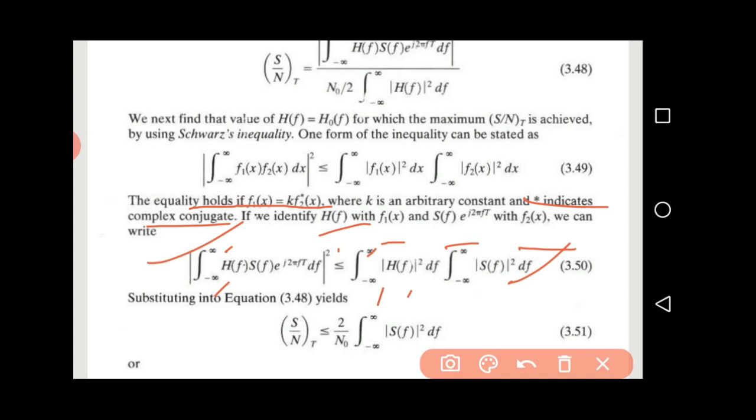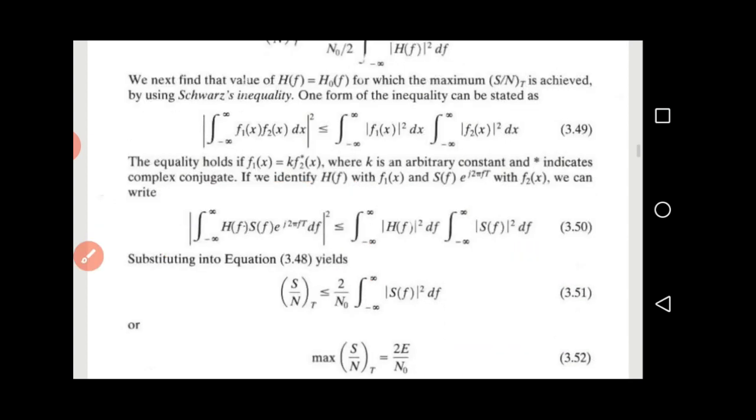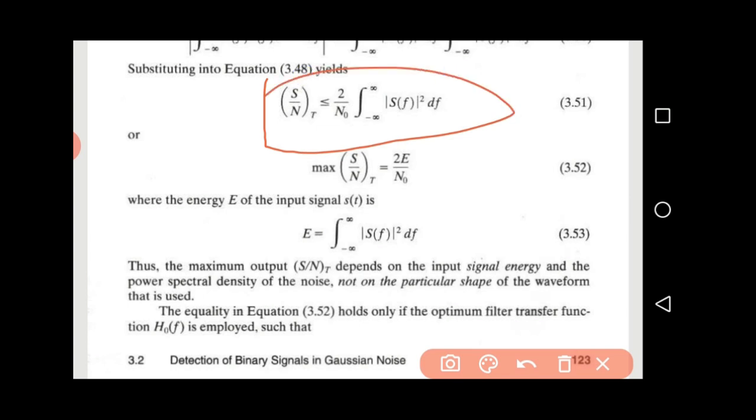Now we can substitute this result into equation 3.48. Then we get (S/N)_T less than or equal to (2/N_0) ∫ from −∞ to +∞ of |S(f)|² df, or max (S/N)_T = 2E/N_0, where the energy E of the input signal s(t) is given by E = ∫ from −∞ to +∞ of |S(f)|² df. Thus the maximum S/N at time T depends on the input signal energy and the power spectral density of the noise, not on the particular shape of the waveform that is used.